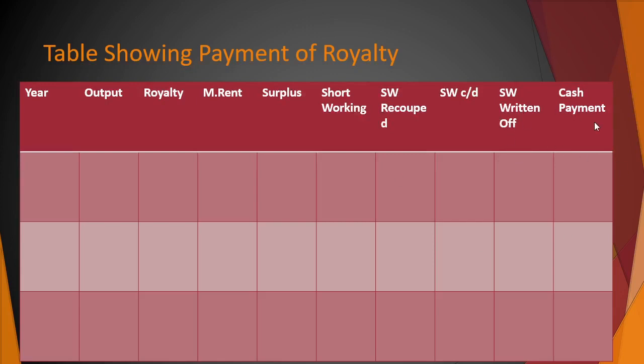And the last one, cash payment or the actual payment of royalty to the lessor. So this can be calculated as minimum rent or royalty, whichever is higher, less short working recouped if any. We consider whichever is higher of royalty or minimum rent, less short working recouped. So if there is recoupment we deduct it, so that we will get the actual royalty paid by the lessee to lessor.